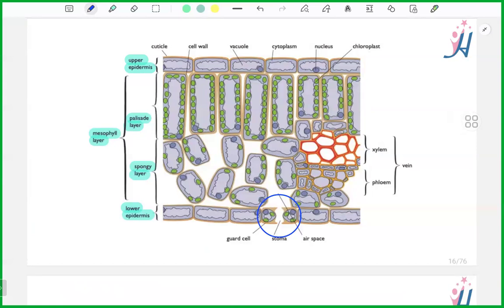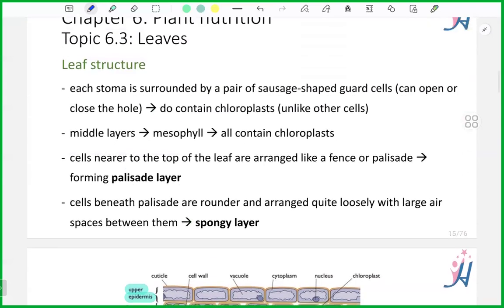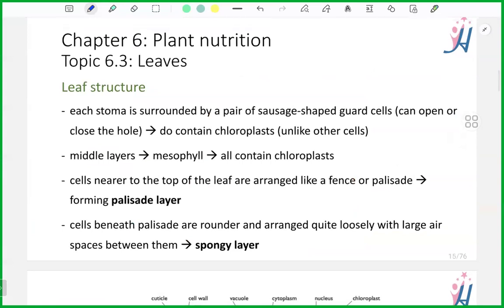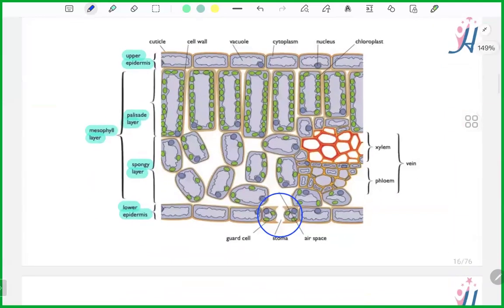Now let's move on to the middle layer, which is the mesophyll. The mesophyll layer contains chloroplasts. They all contain chloroplasts, and the mesophyll layer can be further divided into two, which we can see here: the palisade mesophyll and the spongy mesophyll. The palisade mesophyll is the main site for photosynthesis.